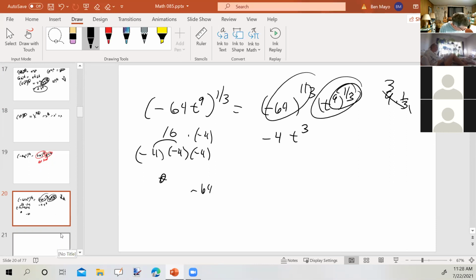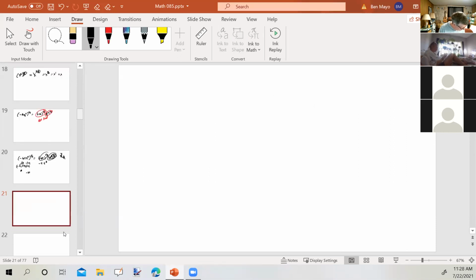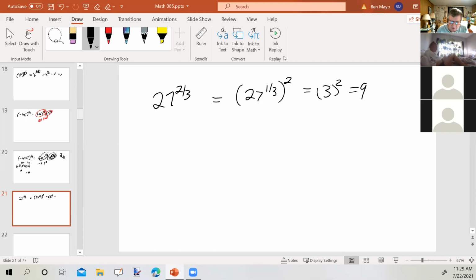All right. It says evaluate each expression. 27 to the 2/3 power. All right. So I'm going to do the root first. What's the cube root of 27? That's 3. And then the power, so I get 9. If I did the power first, I'd have to take 27 squared, and that's huge. I don't want to mess with that if I don't have to. Okay, how about this one?